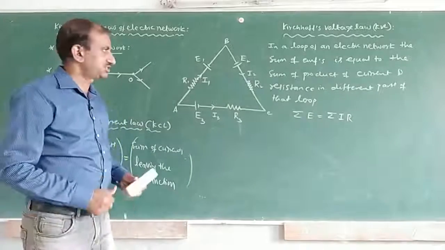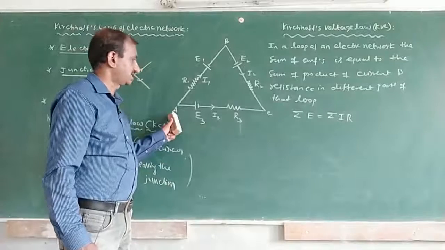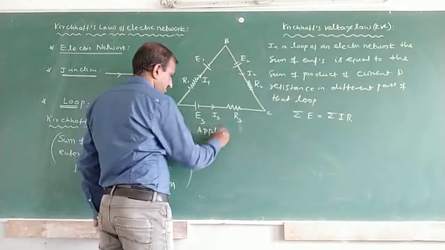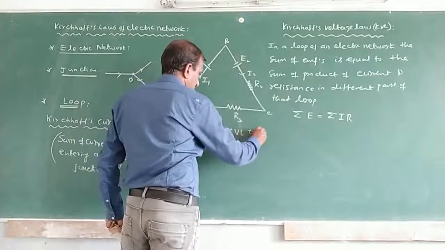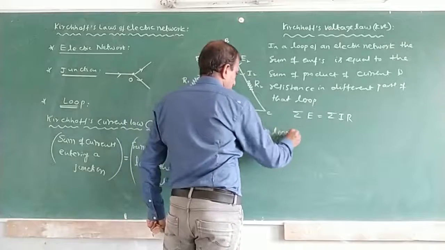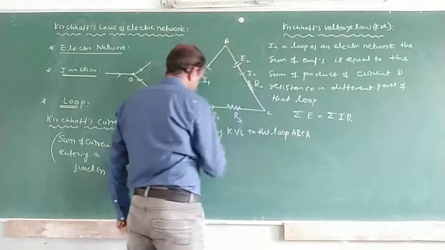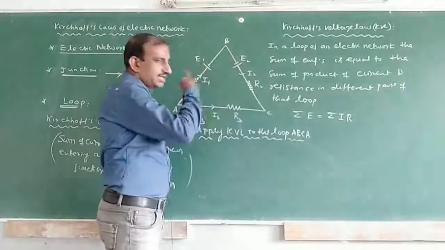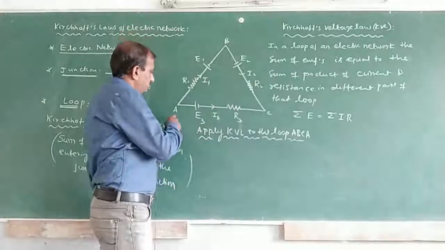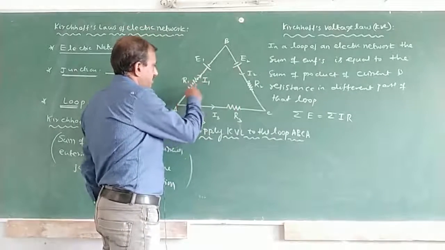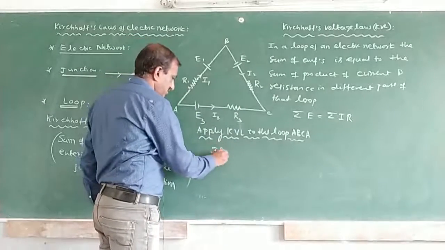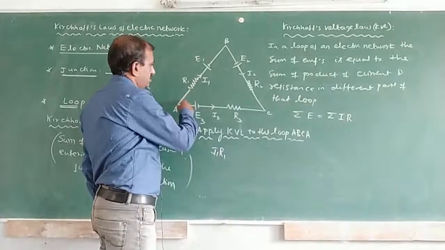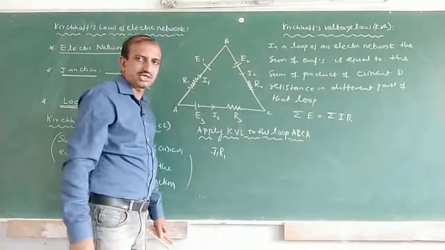Let us apply the Kirchhoff voltage law to this loop of the electric network, ABCA. We are traveling in the clockwise direction. Move from point A to point B. Here the IR products are positive. I1 into R1 is positive, because the current flows from A to B, and we are traveling from A to B. Therefore the IR product is positive.